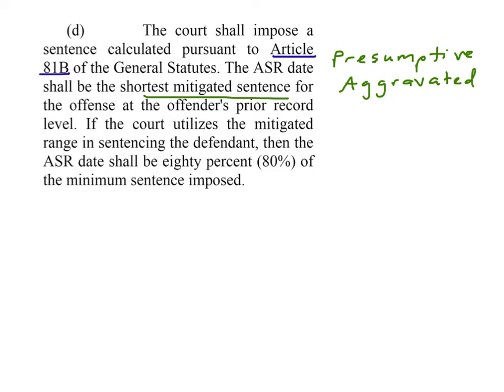If the regular sentence came from the mitigated range in the first place, then you apply a slightly different rule. The ASR date is 80% of the minimum sentence that the court actually imposed. So that's the rule for any mitigated range sentence.